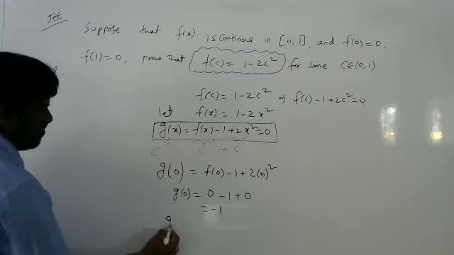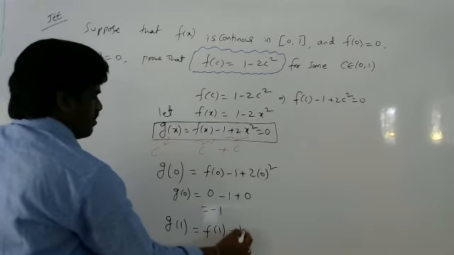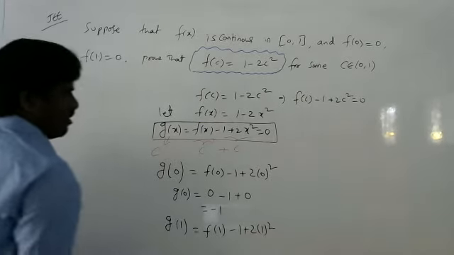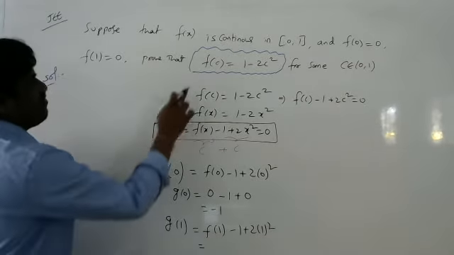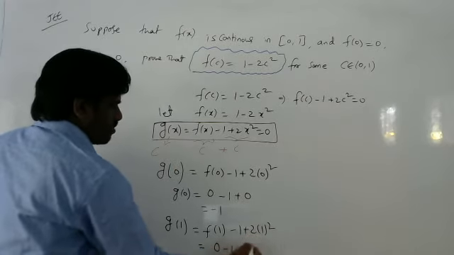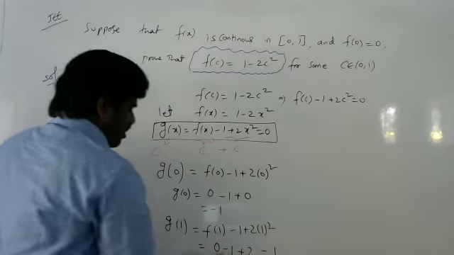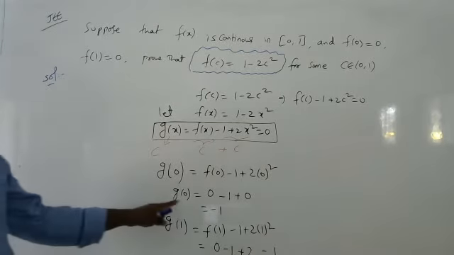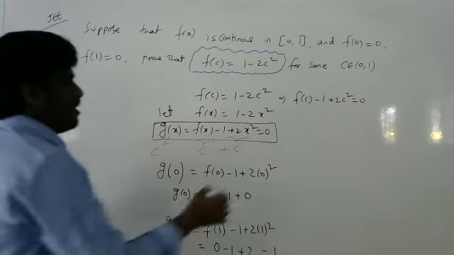Now let us substitute g of 1. g of 1 will be f of 1 minus 1 plus 2 into 1 square. f of 1 they have given as 0. So 0 minus 1 plus 2, which is 1. So g of 1 I got 1, and g of 0 I got minus 1. Did you understand this step? Yes, sir. Yeah, very good.